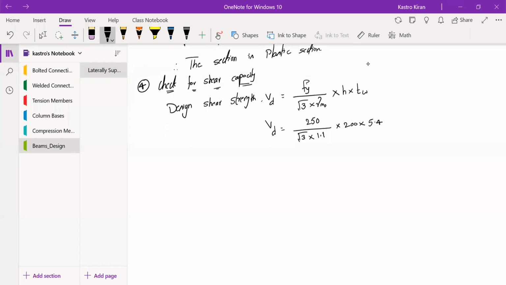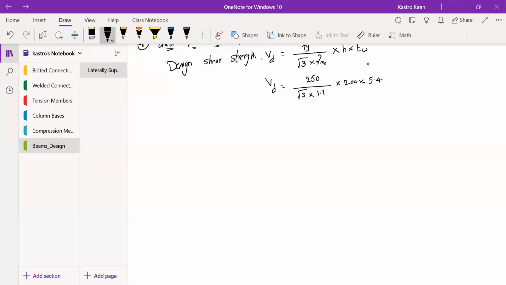Okay, 5.4. Now if you solve for this one, the value of VD is 141.7 kilonewtons. So in the last class, we were talking that VD must be greater than V, right? So VD must be greater than V.